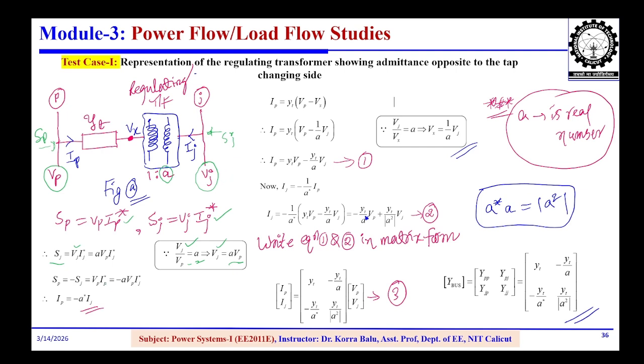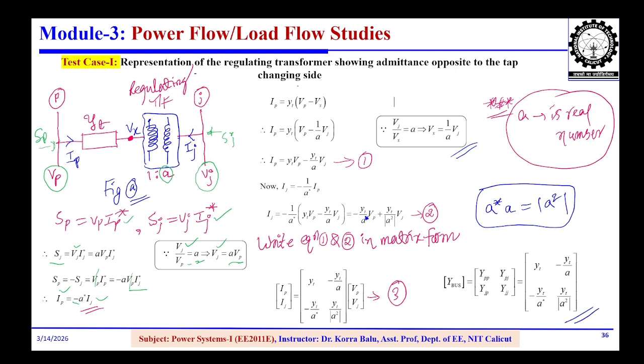Okay, so VP IP conjugate is equal to minus A VP into IJ conjugate. Like that you can represent here. Now from these two values, VP is cancelled. So IP conjugate is equal to minus A into IJ conjugate. Now apply the conjugate on both sides, then you will get IP is equal to minus A conjugate into IJ.